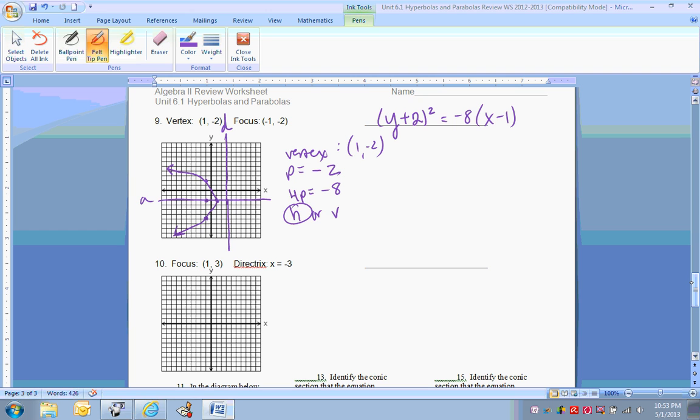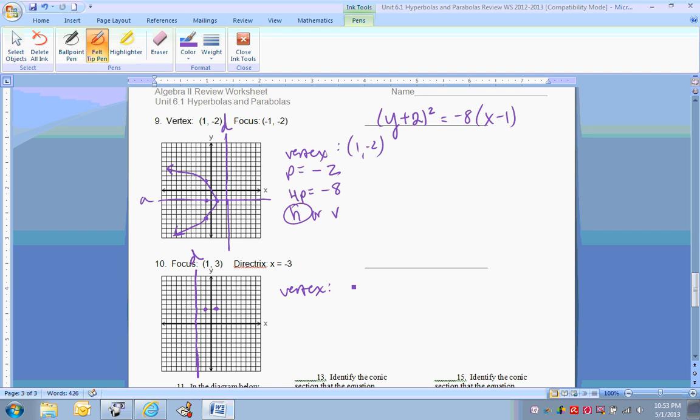Okay, last parabola equation problem. My focus is at 1, 3. My directrix is at x equals -3. That means it crosses the x-axis at -3, so it's a vertical line. Now my vertex has to go in between my directrix and my focus, so my vertex is going to be at -1, 2.